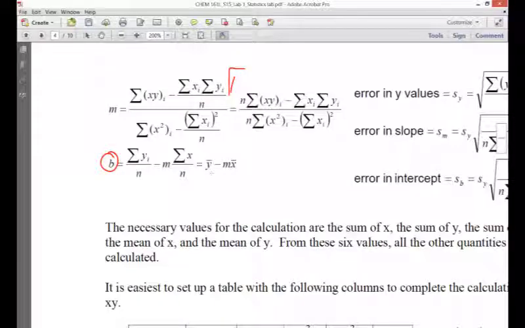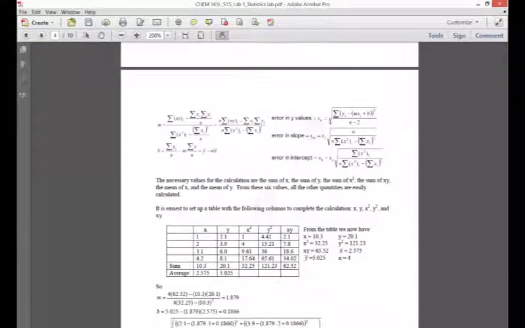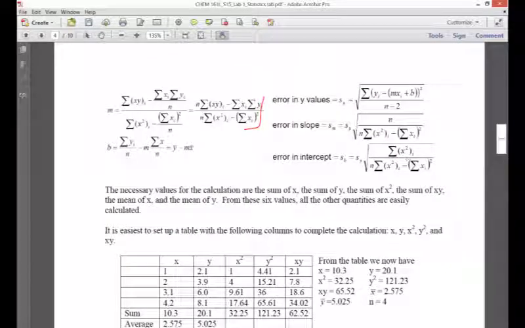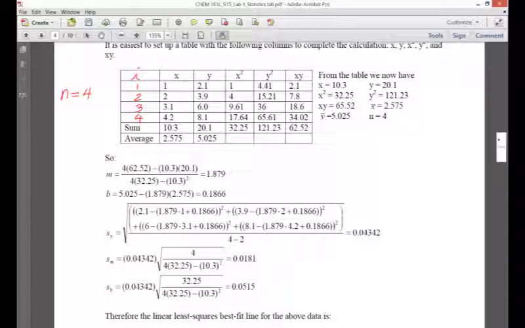You'll also have it shown up here as the equation for your slope. That's this one right here. And then we have the error in y values, the error in slope values, and the error in intercept, and we have equations for each of those values as well. So now what I want to do is come down and talk you through the example that we have given down here in the table.